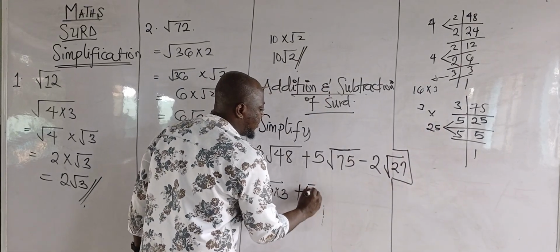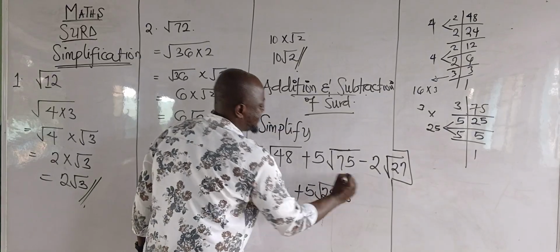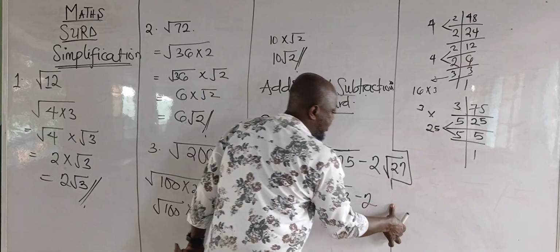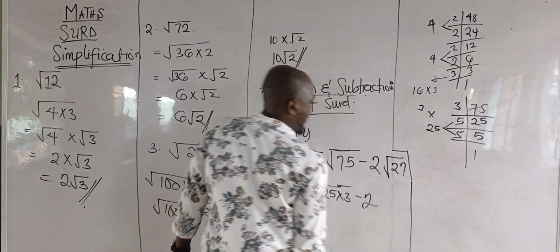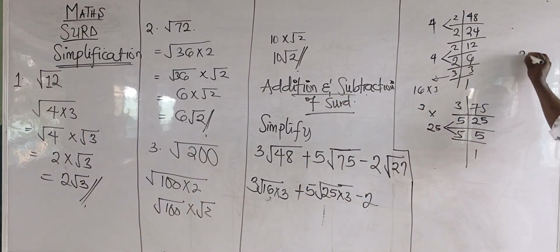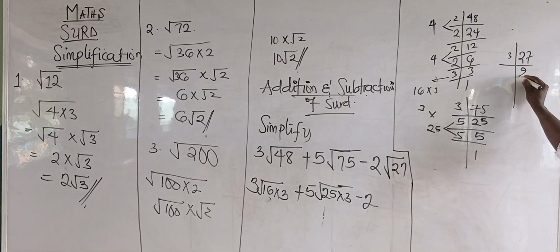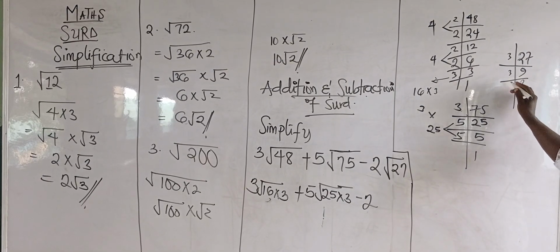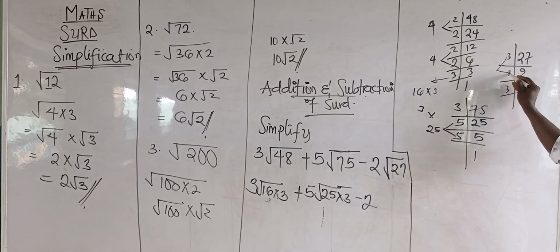So I'll bring this 5 down, this 5, and then I'll have my 25 times 3 here. Now minus, I'll have my 2 here. From this point, what do I know to do? 27 is 9 times 3. But let's go ahead. 2 cannot go, but 3 can go. 3 can go here, 9. 3 can still go here, 9. 3, sorry. And then 3 can go here, 3. So this is 1. So to get my perfect square, I can get it like this.